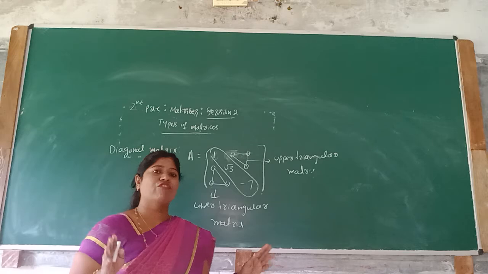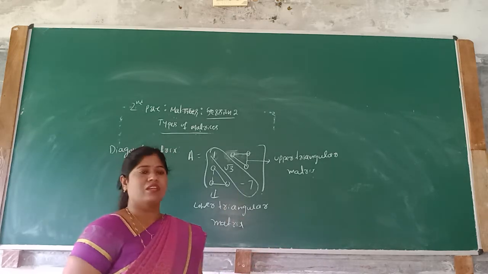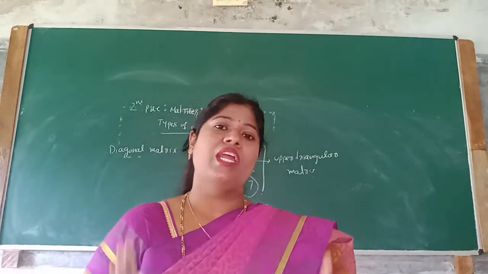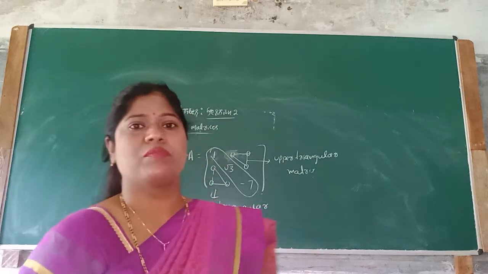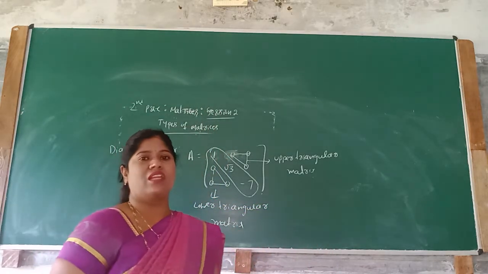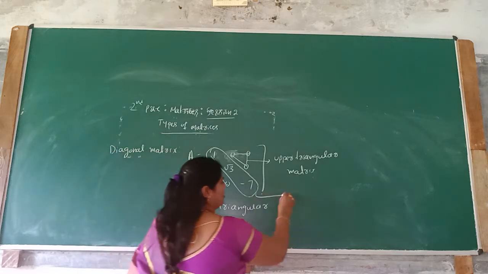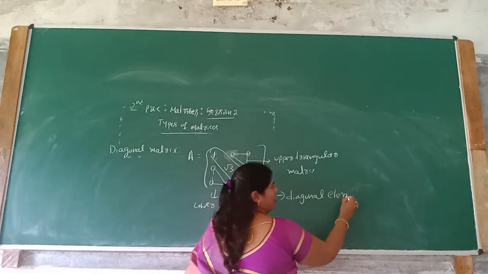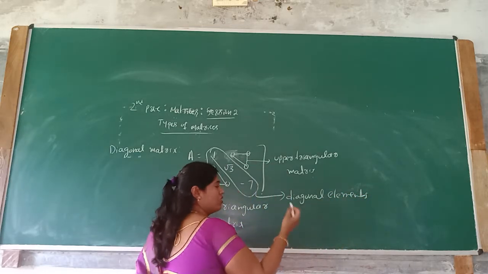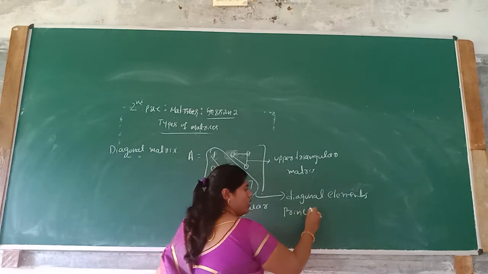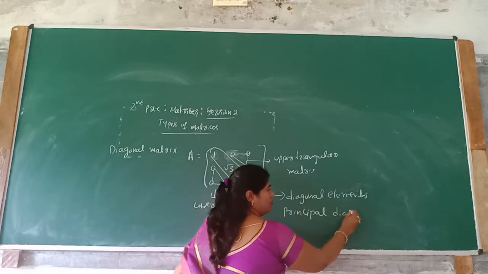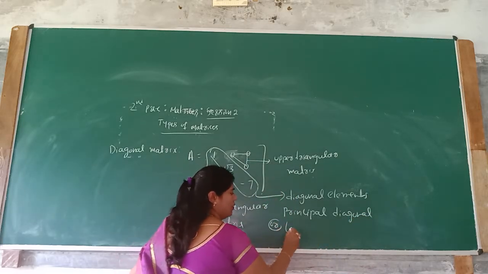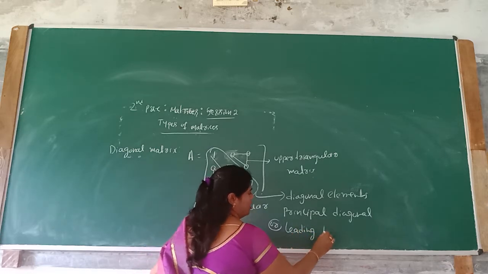The elements from the left top corner to the right bottom corner are called the principal diagonal or leading diagonal. These are the diagonal elements. So it is also called the principal diagonal or leading diagonal.